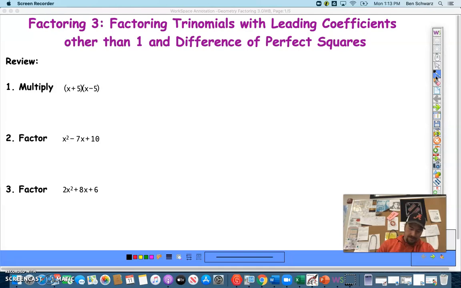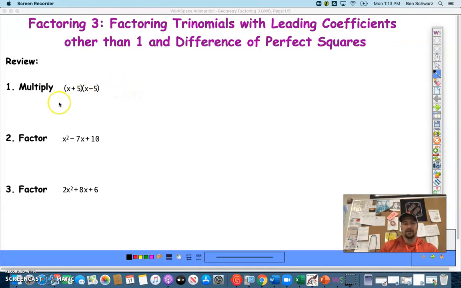Last day of factoring today, and then we'll be having a little quiz on it, and a quiz review. We're going to be doing some different factoring, like I said, trinomials with leading coefficients other than 1. We'll talk about what that means in a second. Also difference of perfect squares, and then kind of combining everything we've gone over so far.